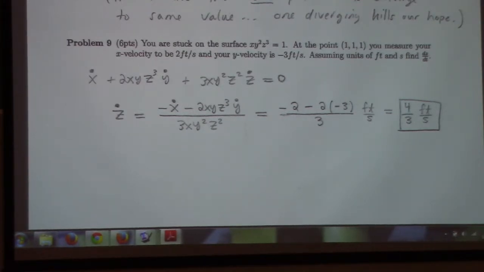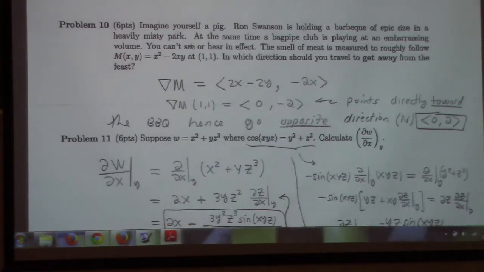Yes, we can move on. Imagine yourself a pig. Ron Swanson is holding a barbecue of epic size. How is your mentality thinking of this problem? I think I must have been watching Parks and Rec at the time. Yeah, we can do 12.